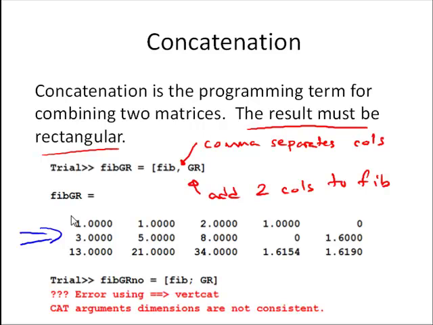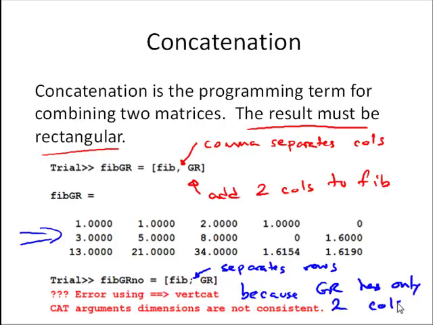But we can't use a semicolon because that separates rows. We can't add GR as additional rows to the matrix fib because GR only has two columns. So we get this error from MATLAB when we do that. So it's something to be careful with concatenation.